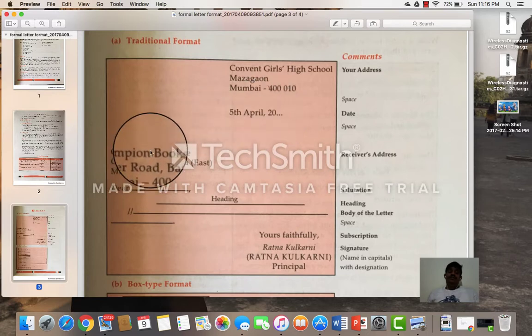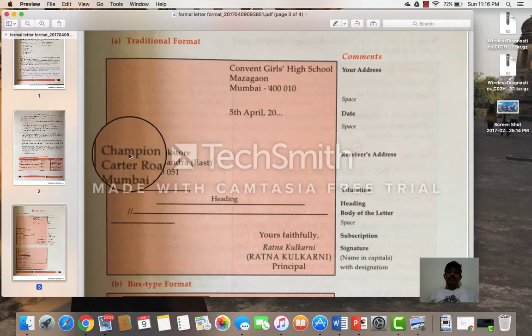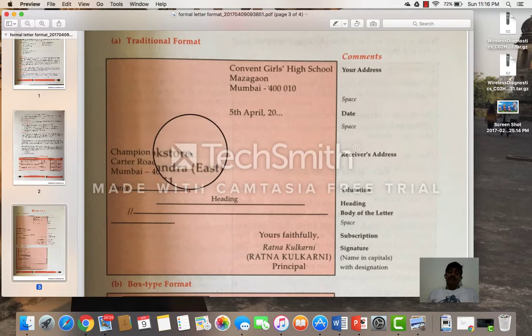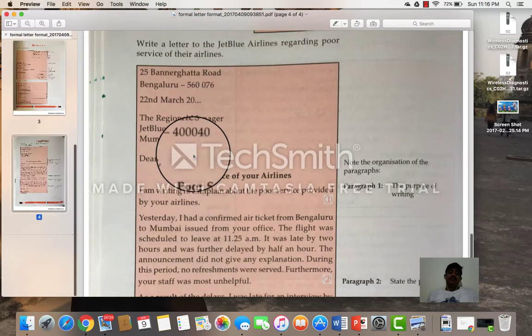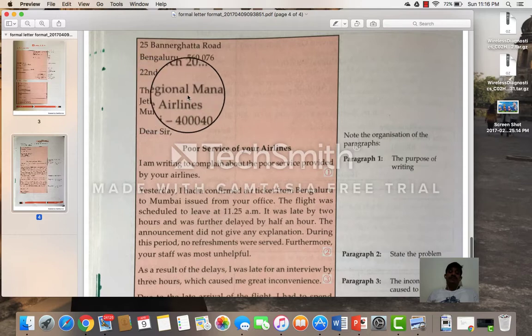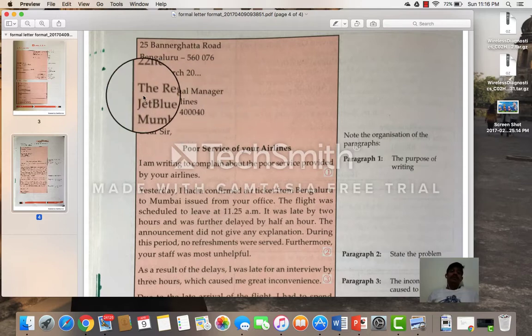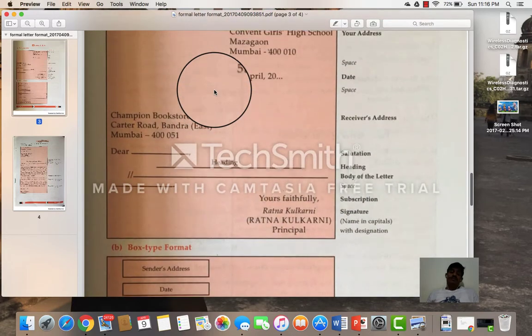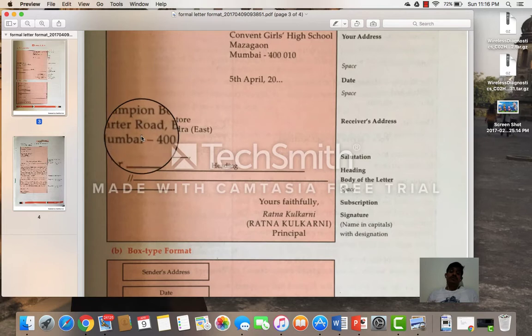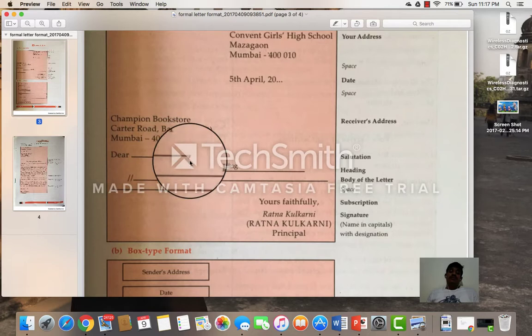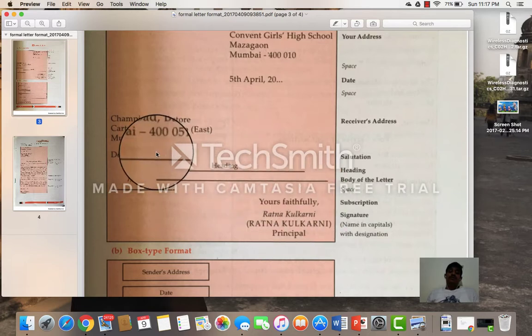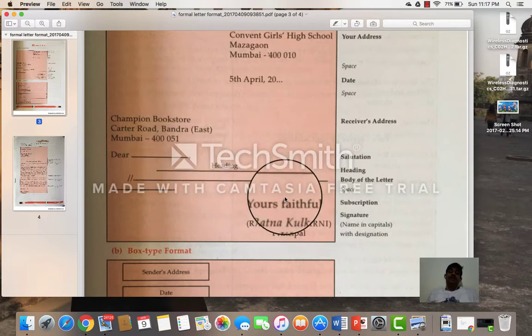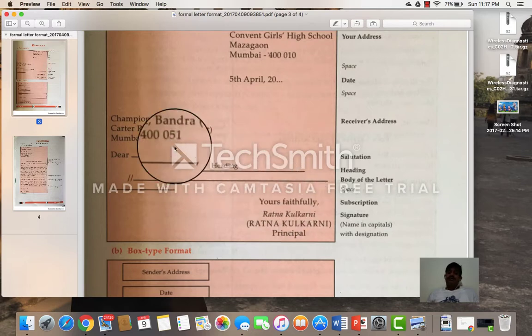And then we have the receiver's address, the name of the receiver. Here it is Champion Bookstore. We are writing a letter to Champion Bookstore, so the name of the receiver is Champion Bookstore. Here is another example. The name of the receiver here is Regional Manager, JetBlue Airlines. So the designation of the person must be mentioned if the name is not known, and the whole address of the receiver. Then the salutation, then comes the subscription. We will discuss salutation and the subscription later in detail.